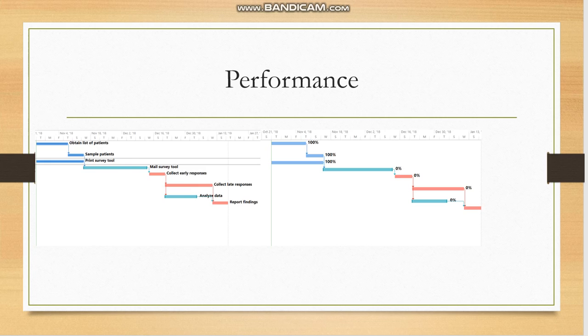On the left side, you can see the project and the list of resource names, which are obtain list of patients, sample patients, print surveys, mail survey tool, collect early responses, collect late responses, analyze data, and report findings. On the right side, you can see 3 of them are completed 100% while the rest are not.